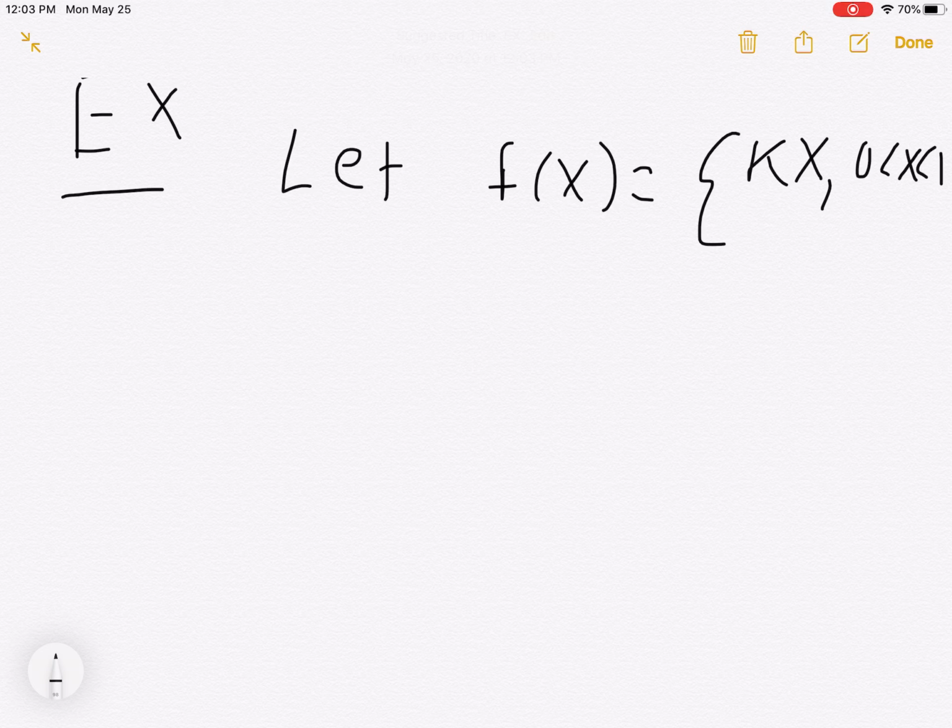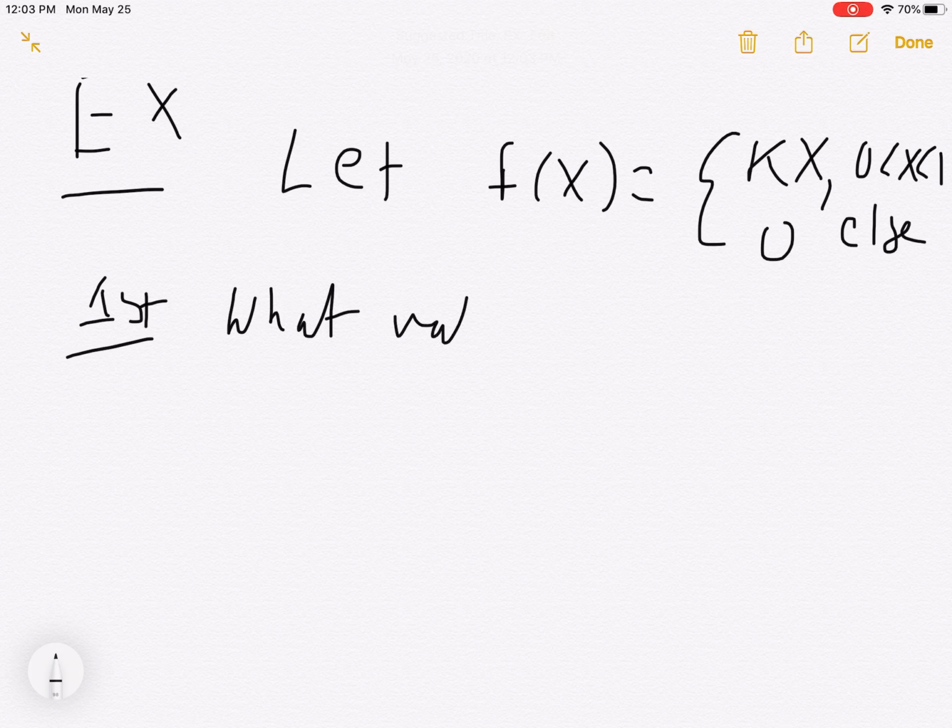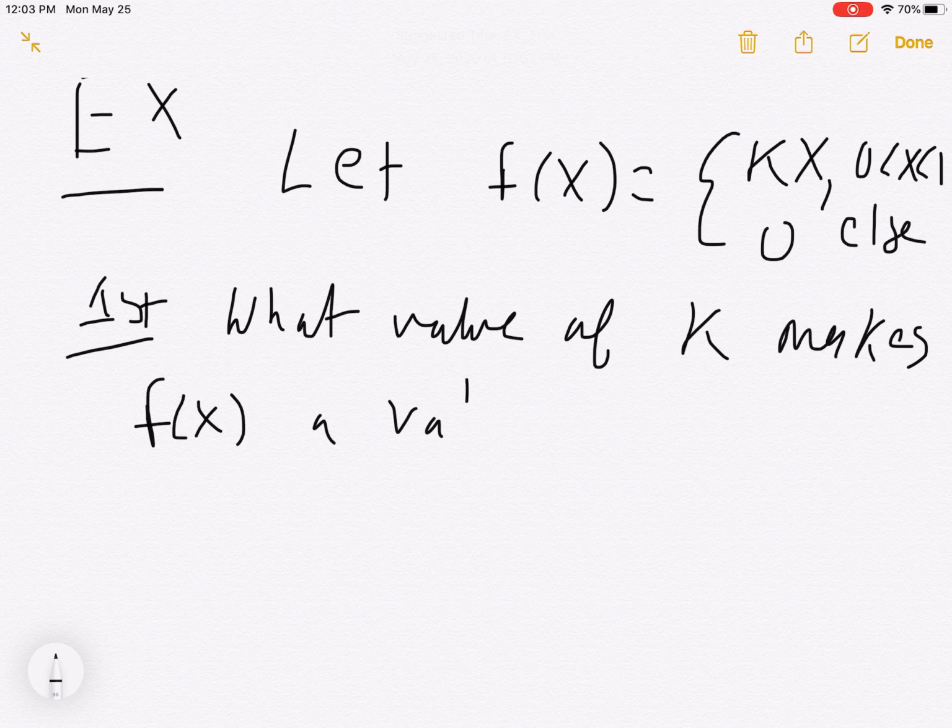Okay. Well, let's do one more example here. Let f of x equal kx if x is between 0 and 1. Okay. So here's our first question. What value of k makes f of x a valid density?